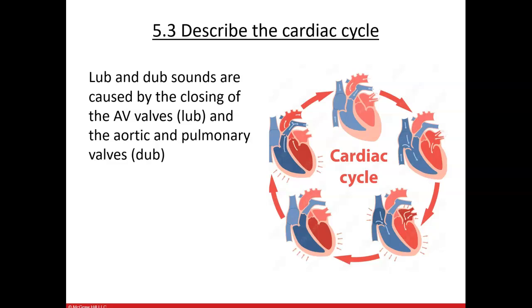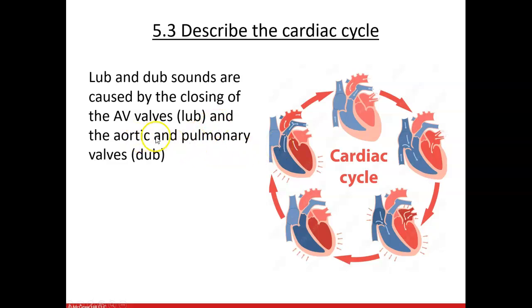The other thing I want to mention about the cardiac cycle is we've all had somebody listen to our heart. And they're listening for these sounds that are described as lub and dub. The lub sound is caused by the closing of the AV valves. So right here, when the bottom of the heart contracts, pushes blood out the pulmonary arteries and out the aorta, you've got to close these AV valves, or else the blood would flow backwards, right? So that lub sound is the closing of those valves.